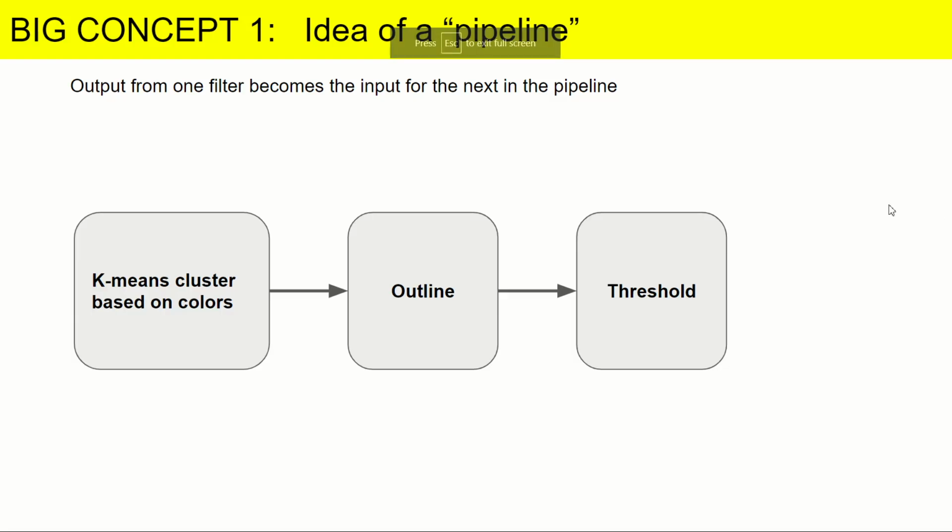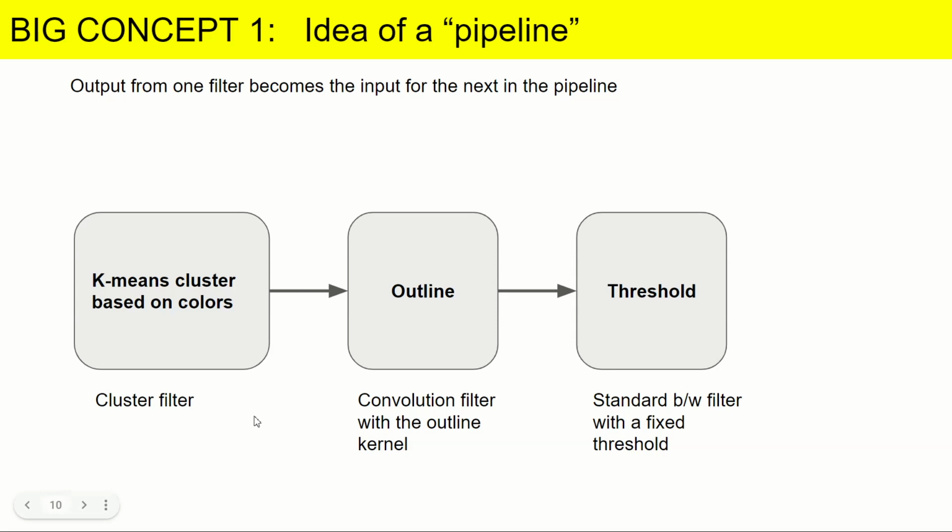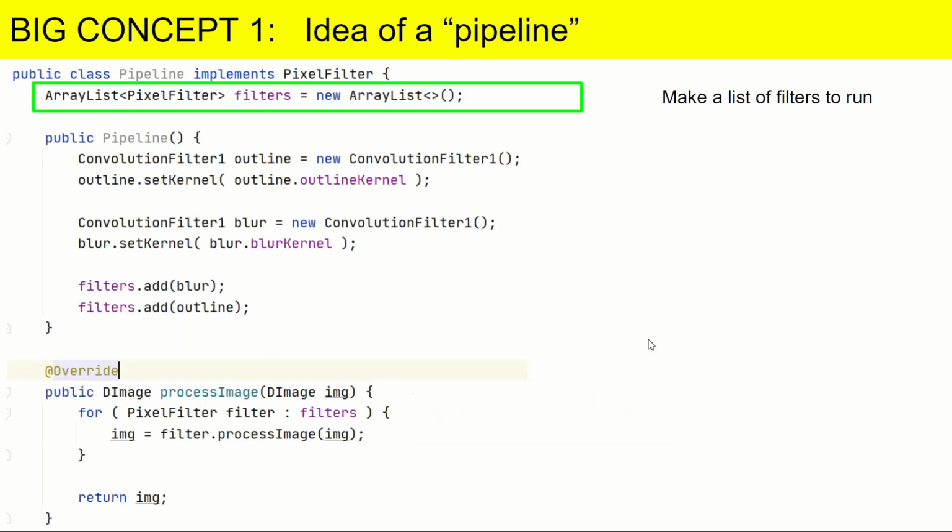So, two big concepts that I want to highlight here. One is this idea of the pipeline that I said. So in our project, you might do a k-means cluster based on colors, but then you'll take the output of your recolorized image and run an outline filter on it, a convolution filter with an outline kernel, and you'll take the output of that and then threshold it. That would be an example of a pipeline using filters that we have made.